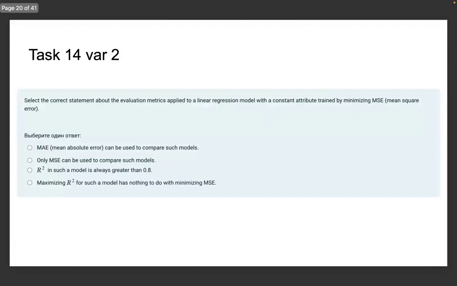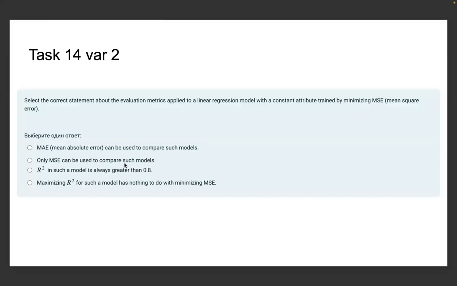So let's check the variance. MAE cannot be used to compare such models. We cannot use it because we are training this model by minimizing the MSE error. Second, only MSE can be used to compare such models.